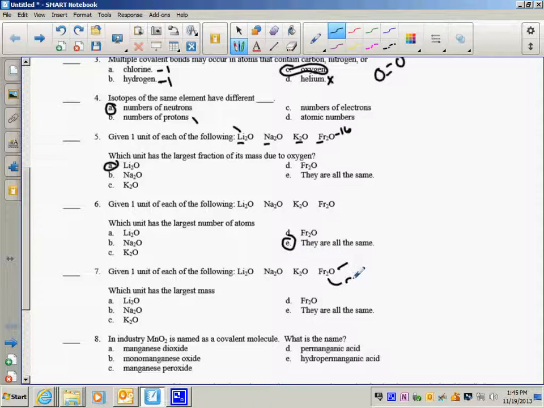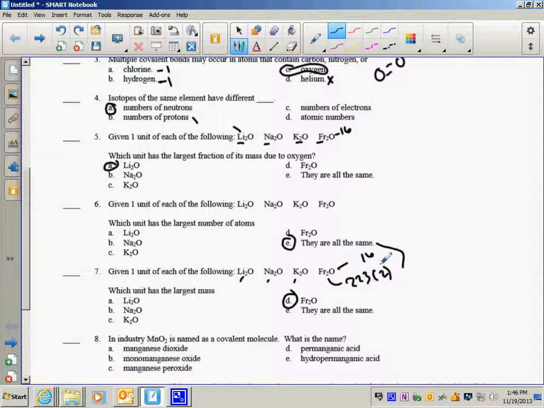So 223 times 2, add 16 into that. Total mass here is going to be 223 times 2, which would be a little less than 500, 490 something, plus 16. This is definitely the heaviest. You add all these up off the atomic masses, you'll find this one is the heaviest.